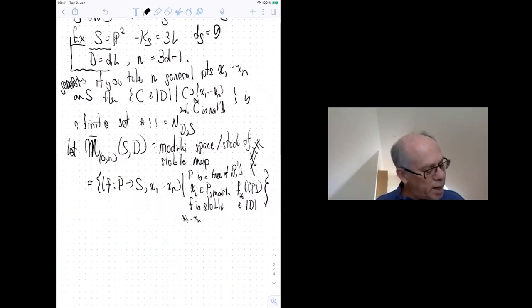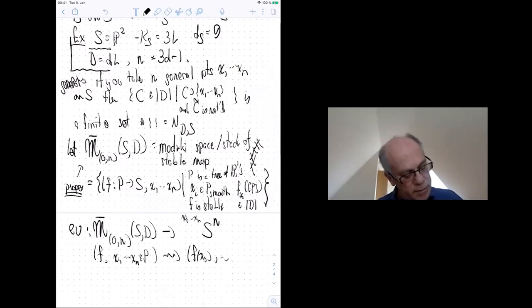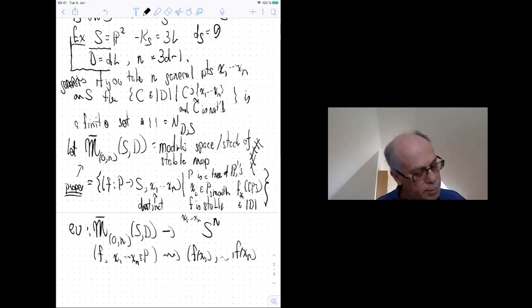Well, we have this evaluation map. So the main point of this, this is a proper gadget. It's compact. That's one important fact about this. So we have this evaluation map going to S^n, where, if you have your f together with your points on your curve, f is a map from P to S. You send it to the tuple of points f(x_1) up to f(x_n). Oh, I should have said, of course, the x_i's are in the smooth locus and they're distinct points. Sorry, forgot. Okay. So I hope that's clear.